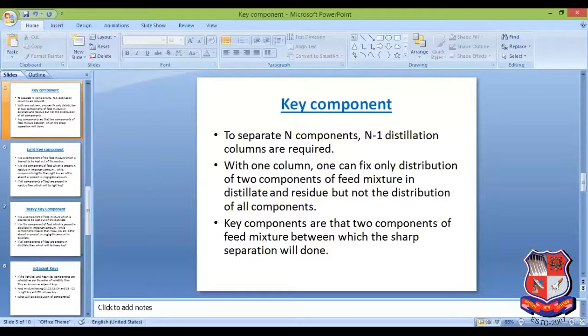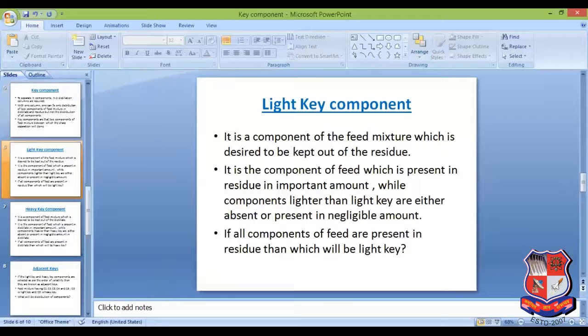Okay. So now we move to the first component, that is light key component. So light key component is a component of feed mixture which is desired to be kept out of the residue, right? So it is the component of feed mixture which is present in residue in important amount. See, what does it mean? Recall that binary distillation, right? The component which is having a lower boiling point, which is more volatile, or you can say lighter component, we want to keep it out from the residue, but still it will be there in a significant amount.